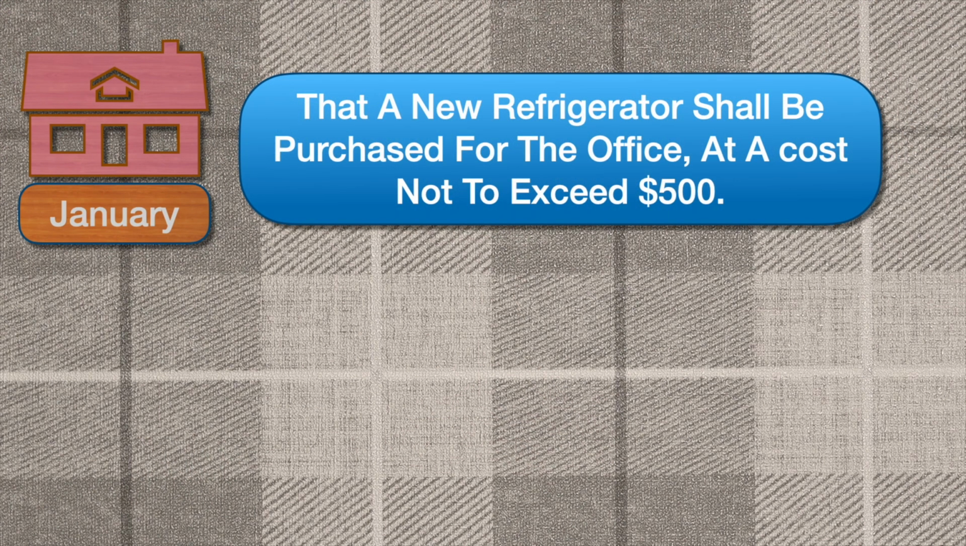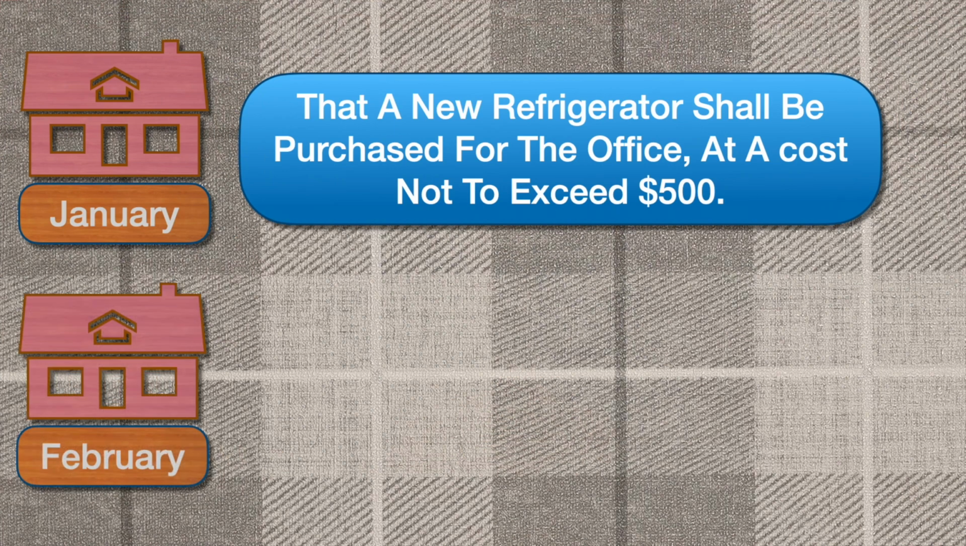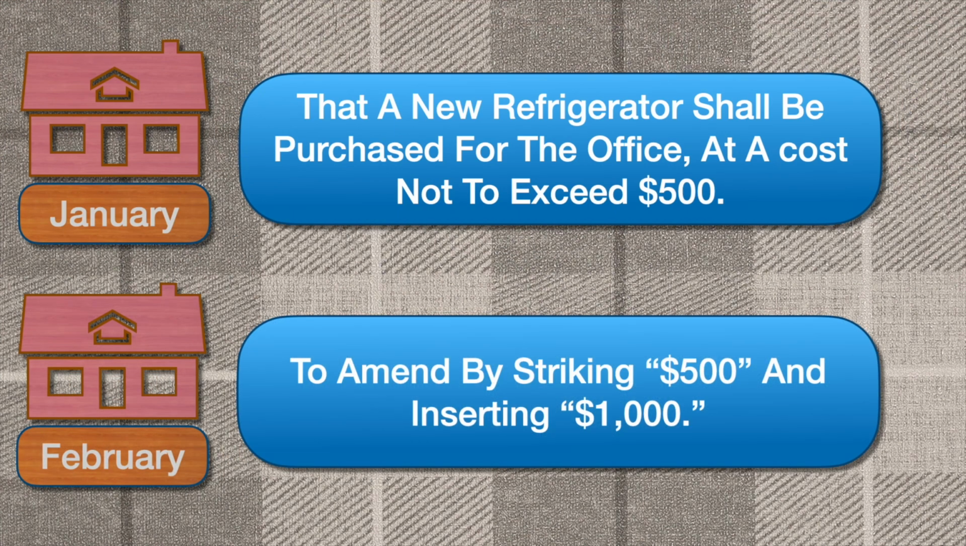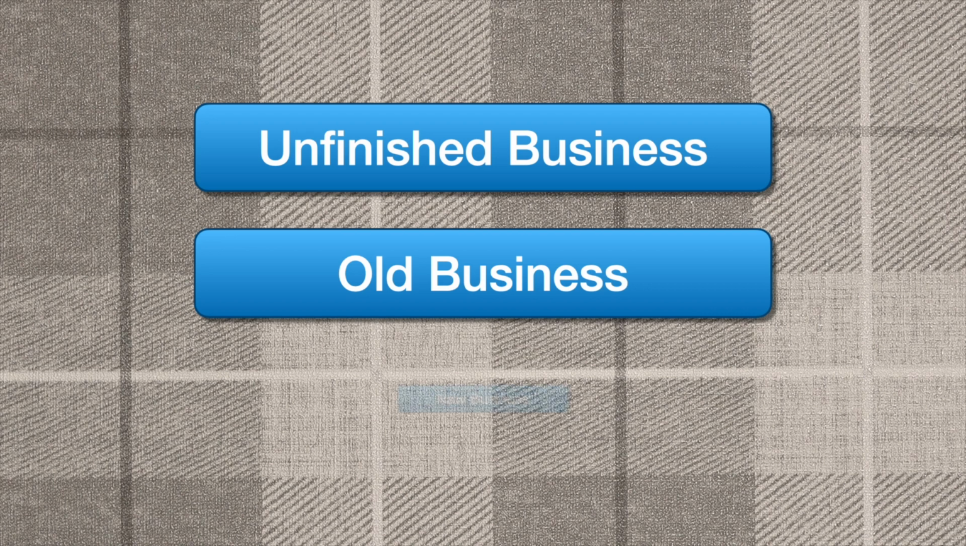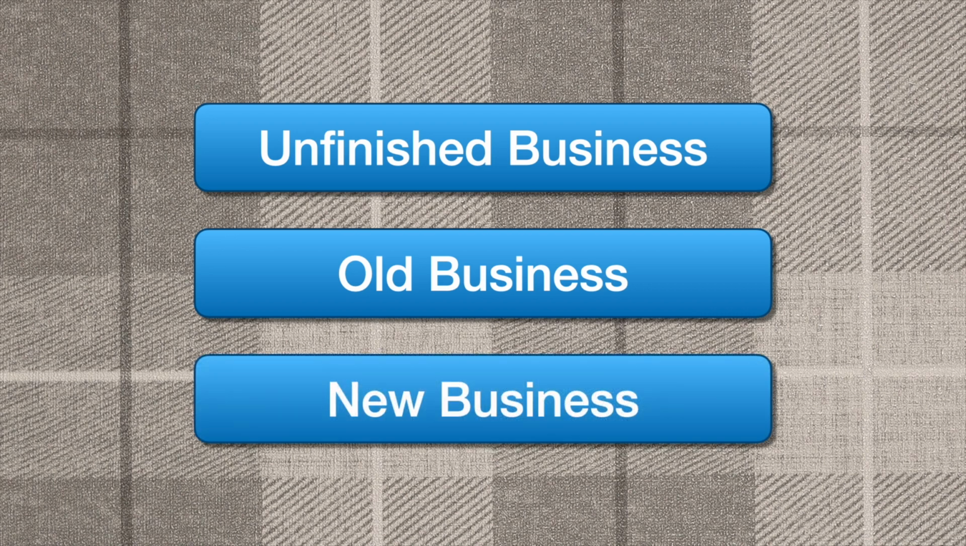For instance, let's say a motion was adopted in the January meeting that a new refrigerator shall be purchased for the office at a cost not to exceed $500. But by February's meeting, that purchase hasn't been made yet because a refrigerator suited to the needs of the office couldn't be found for that price. So let's say at February's meeting, a member wants to move to amend the motion by striking out $500 and inserting $1,000 so that it would read like this. Would this be an example of unfinished business, old business, or new business? Pause the video if you'd like more time.